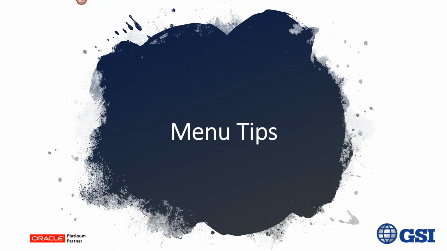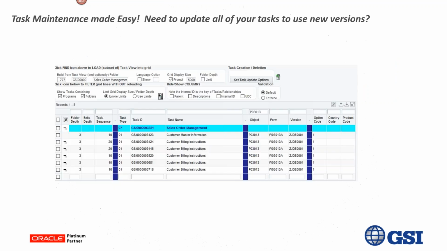All right, next section I want to go over are some of the menu tips or task view tips that you can do. So if you need to, for example, update all of your tasks to use a new version. So for example, if you've built a task view, you've copied it, and because during the project you didn't know what versions you were going to be using, you put the base version in there, and now you want to go through and update all of them.